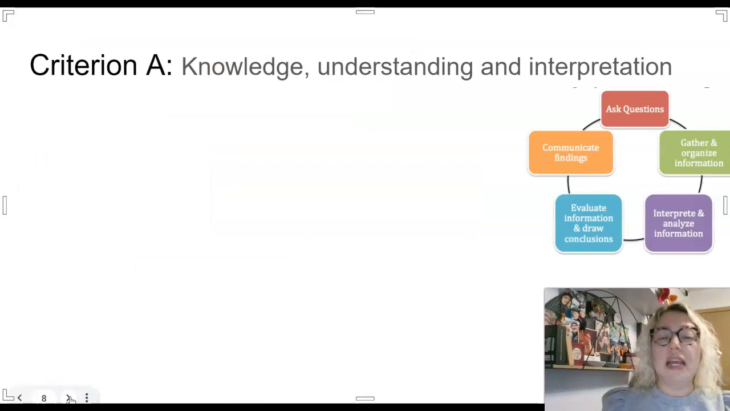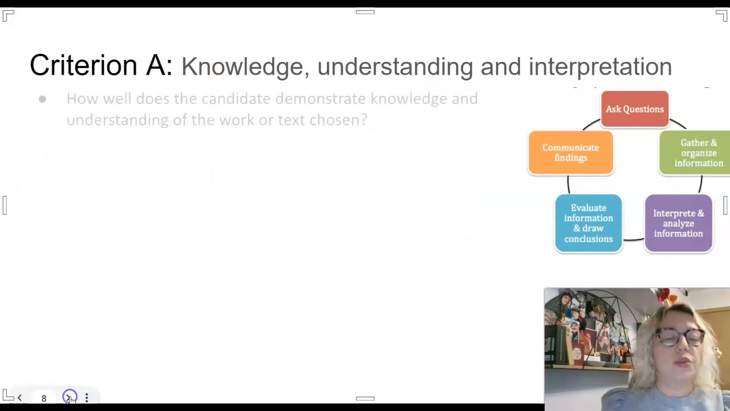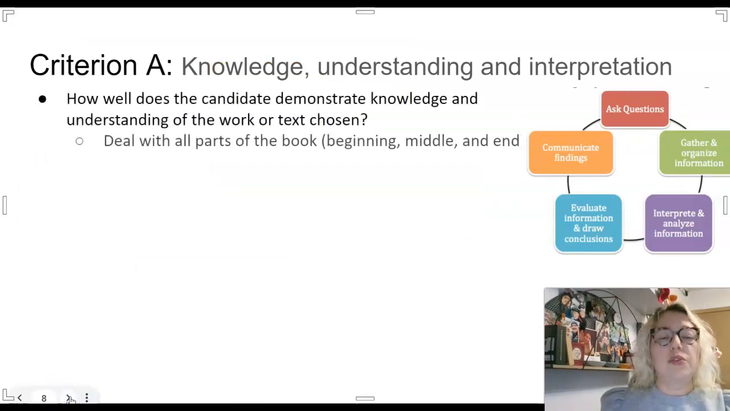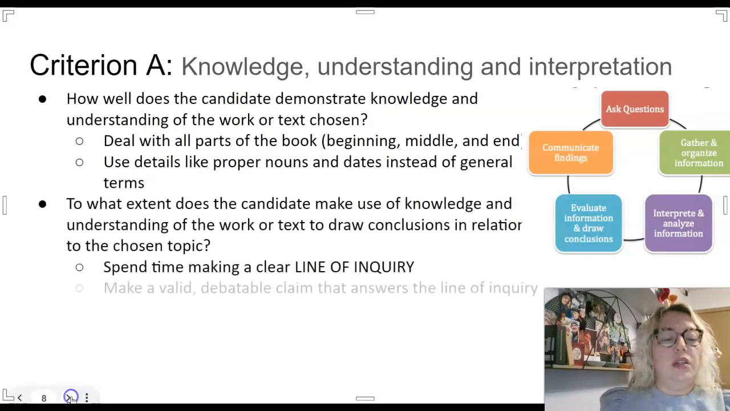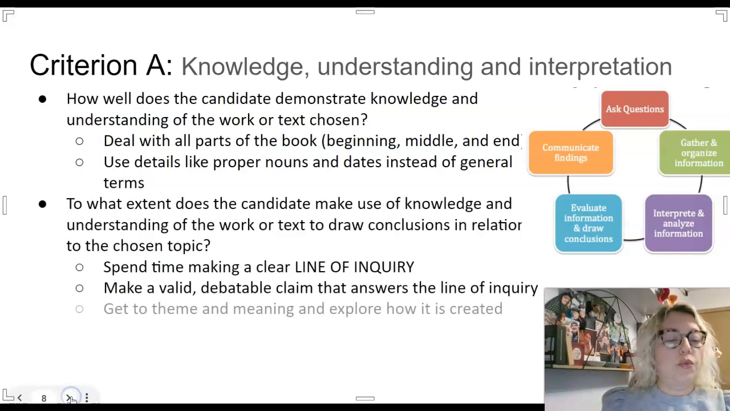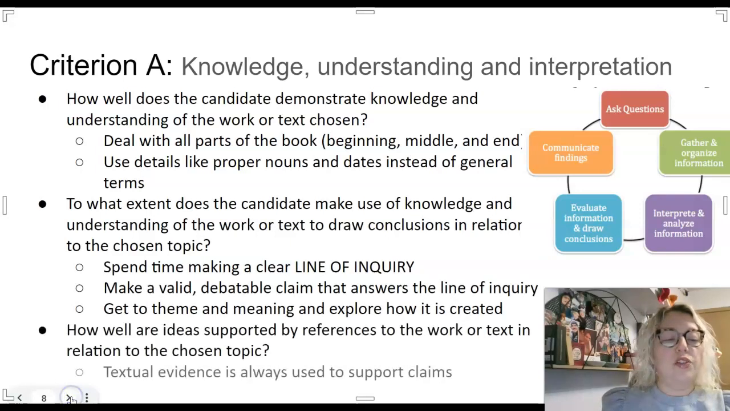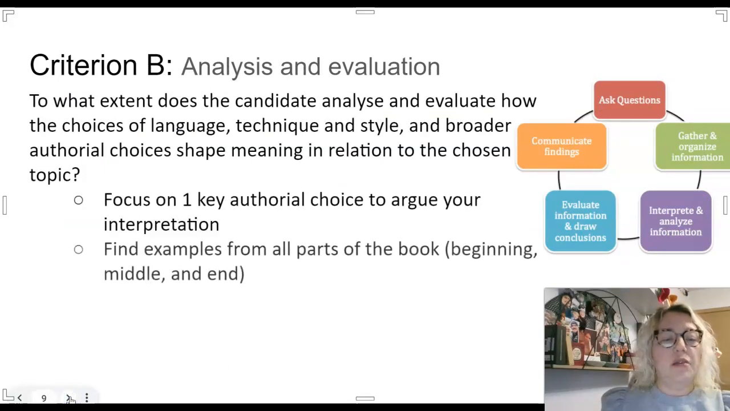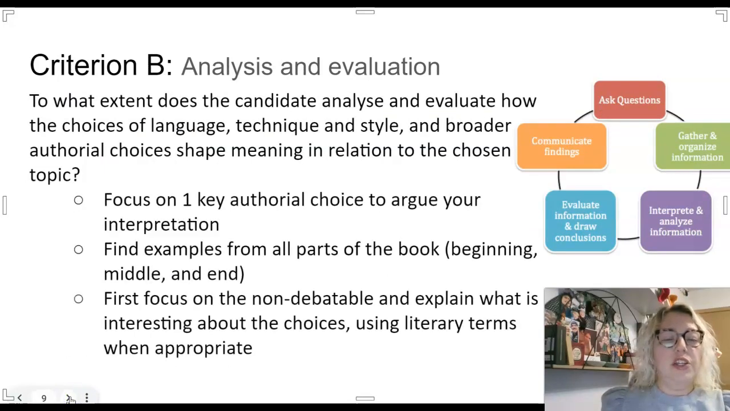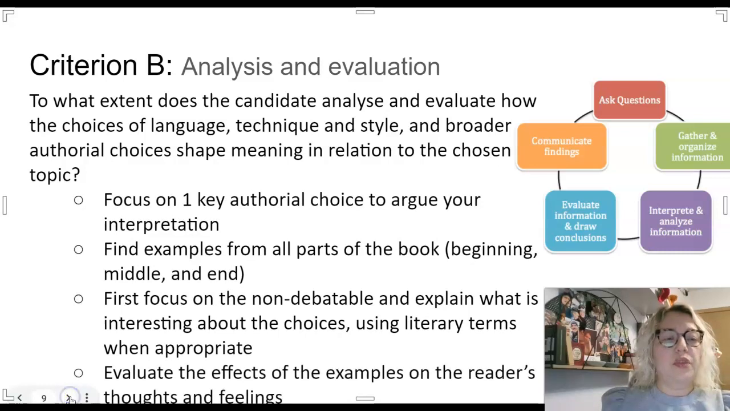All right, Criterion A, knowledge, understanding, and interpretation. We've been through this before, so I'm just going to click through, and you can pause and read through these again if you want to. B, same thing. We've been through this. We've spent a lot of time on analysis and evaluation. Pause and read if you want to.